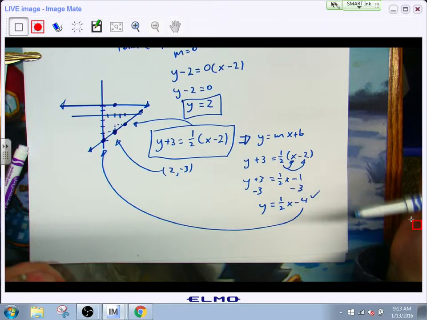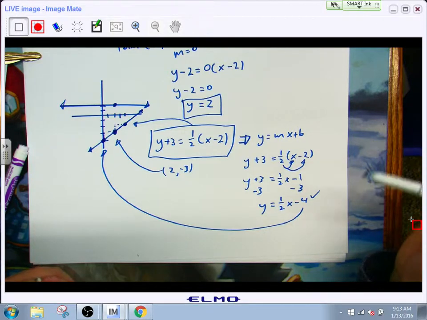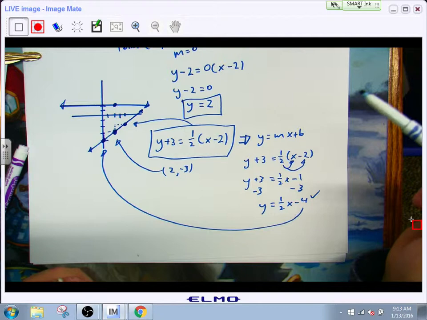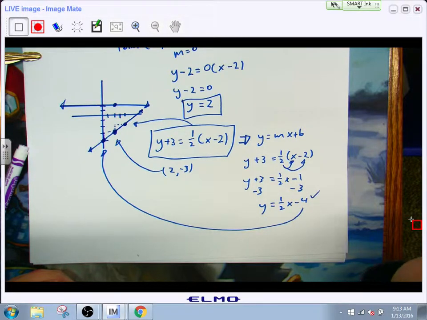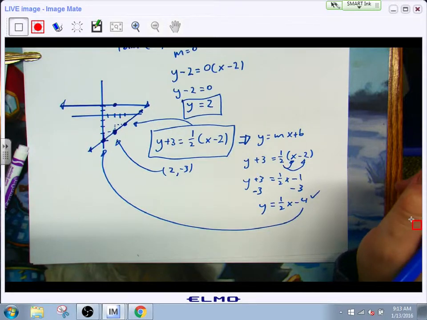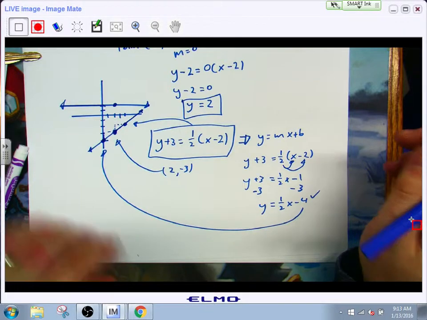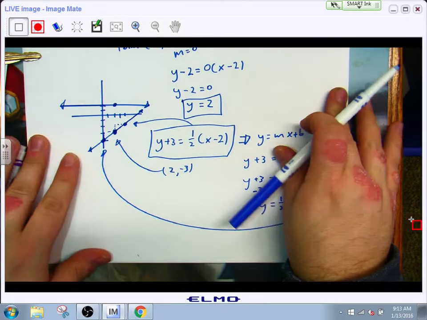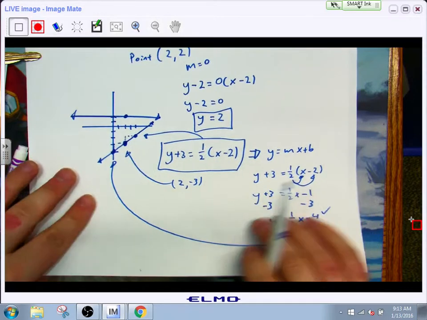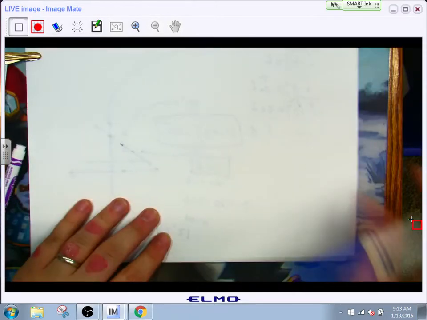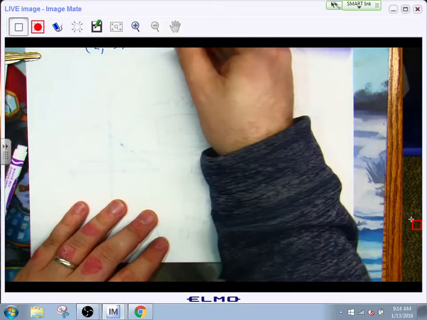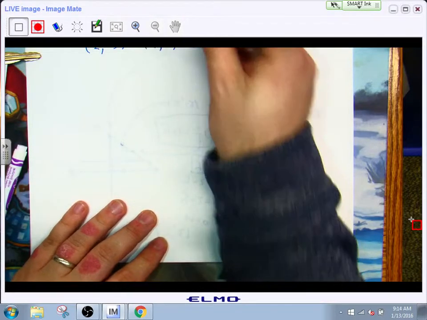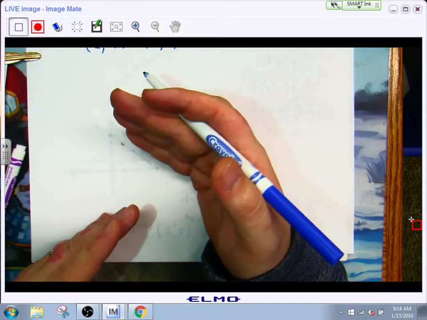Questions? Comments? Do you guys want to see one more example, or do you feel pretty good? Thumbs up, you feel pretty good. Thumbs down, you want to see another example. Question? So what happens if you don't get given a slope at all? If I don't give you the slope at all, something I will do in the future, and I don't think it's on today's homework, is I'll give you 2 points. I'll say like 2, negative 3, and then 4, 1, and I'll say write an equation that goes through these points.